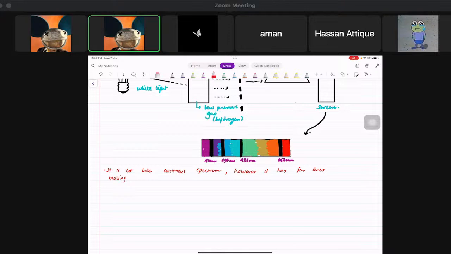Now I'll show you from Google as well how they look. So a clear glass chamber containing low pressure gas is used.